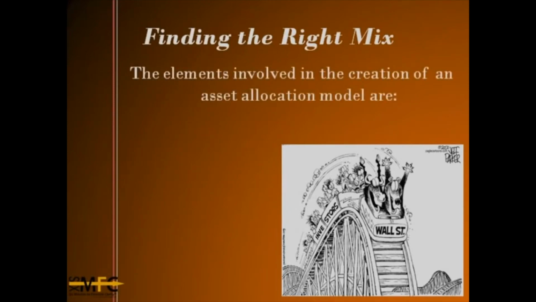The elements involved in the creation of an asset allocation model are expectations for return, what's your time horizon for needing this money, and also what's your risk tolerance. And that, of course, is when are you going to retire, how old you are, how much other money you have. There's a very important question that you must ask yourself in all this.